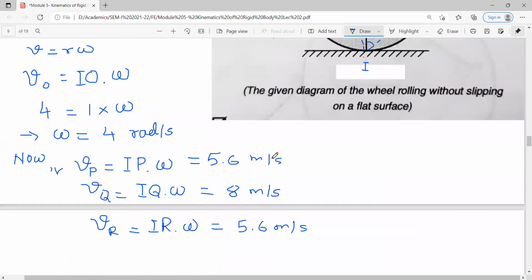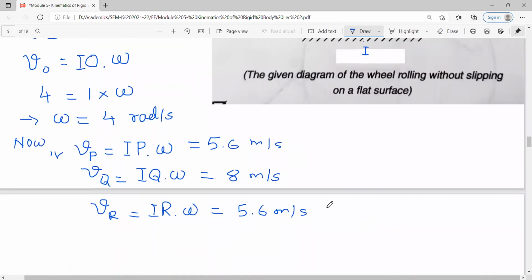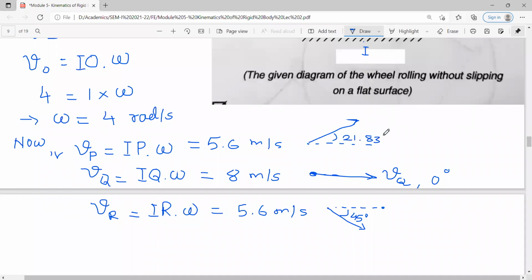So with magnitude you can also mention the direction, 45 degrees. VQ has the same direction; the angle of VQ will be 0 degrees. And the angle of VP, we have calculated it to be 21.83 degrees. So in this way, this is magnitude and this is direction.